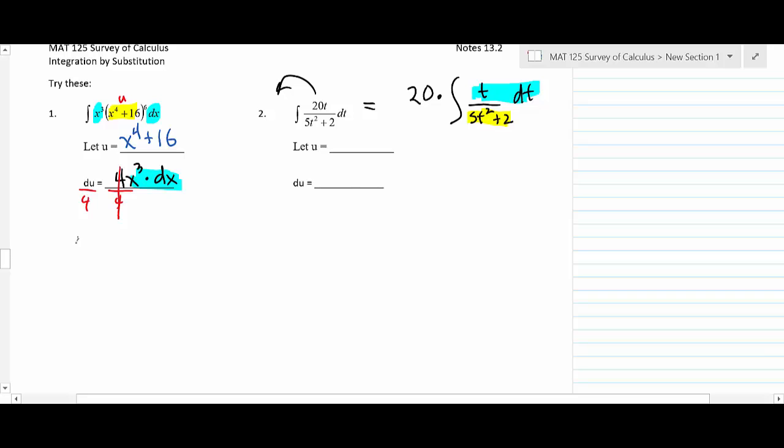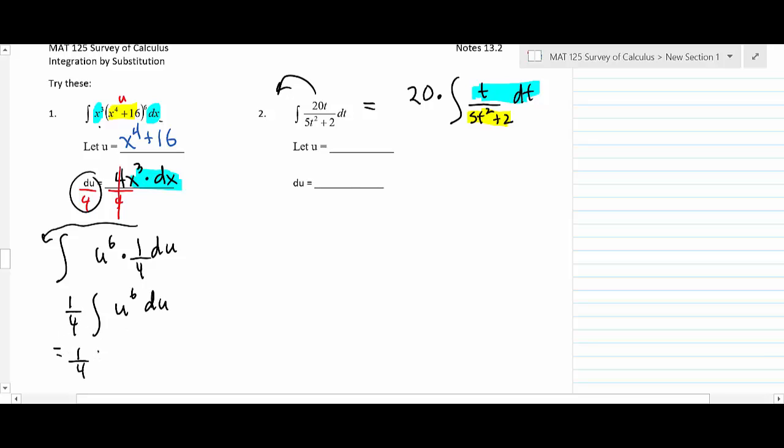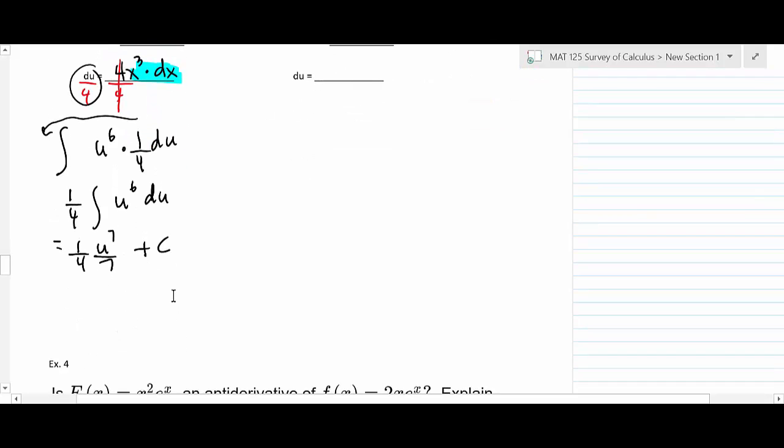If you do that correctly, your integral will be the yellow part's u, so you'd have u to the 6th. The blue part is 1/4 du. That's the integral you're going to end up working with. Once you get the u and du substituted in, do your integral. You can bring the 1/4 out, so you'd have 1/4 integral u to the 6th du. That leaves you 1/4 u to the 7th over 7 plus c. That's what you'll have when you do the power rule.